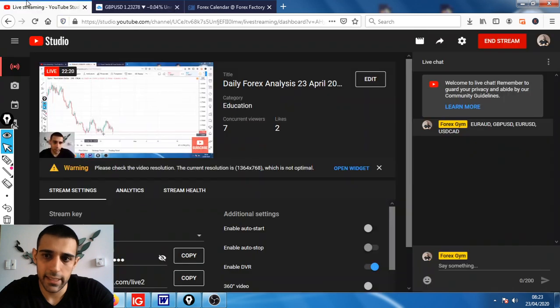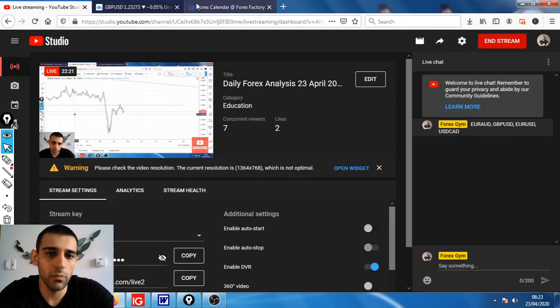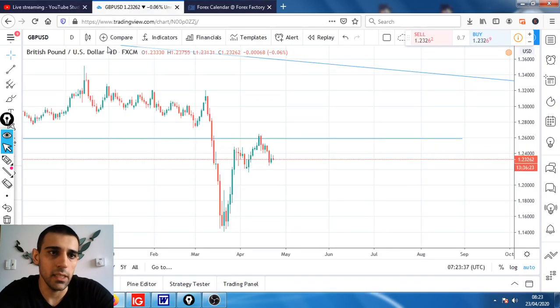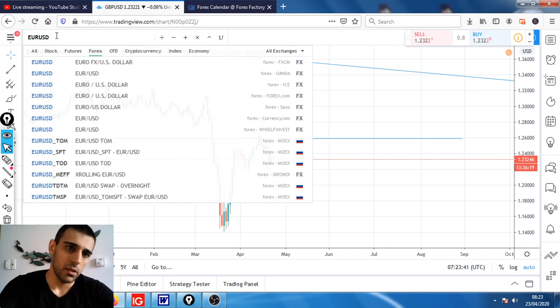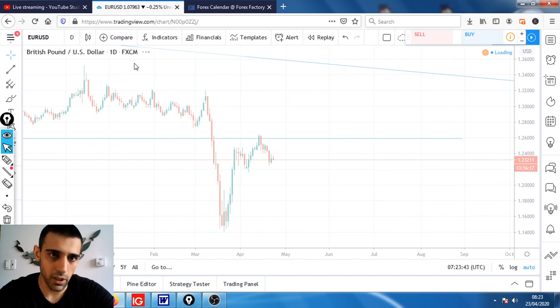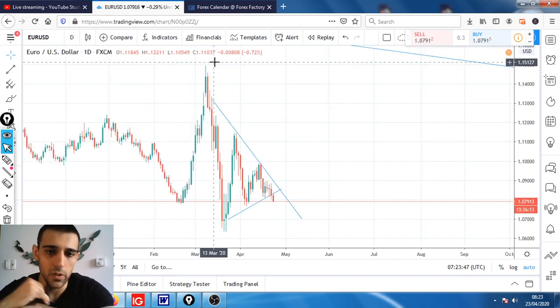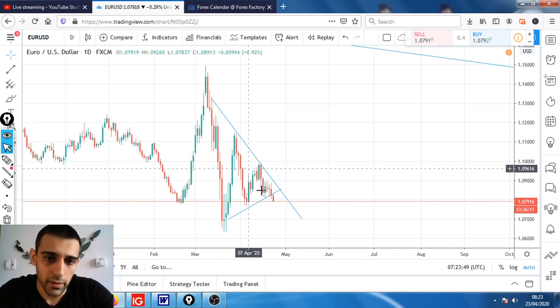Right, for the next currency, we've got the Euro against the USD. Now let's check out Euro against USD and see what we have. I think Euro dollar has nice moves. I was watching it earlier. It has nice moves, but we had this wedge.